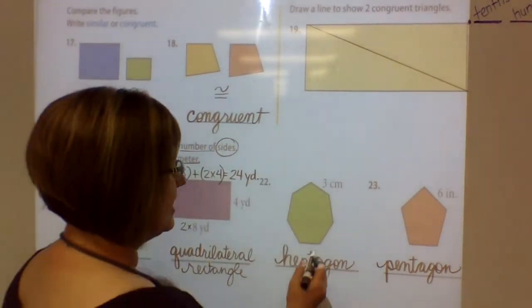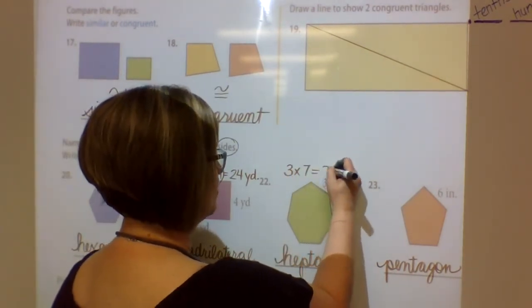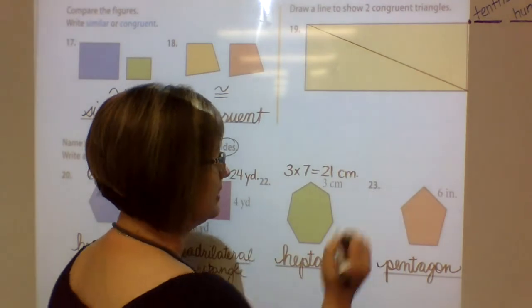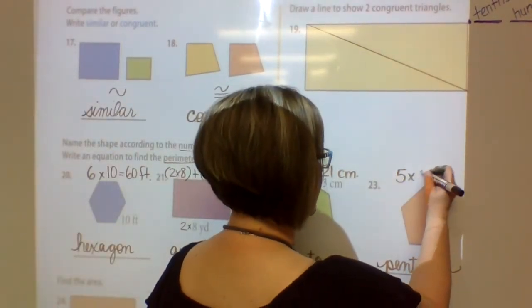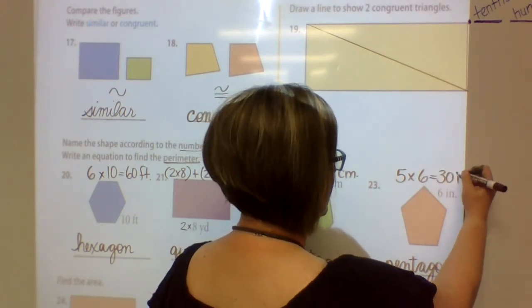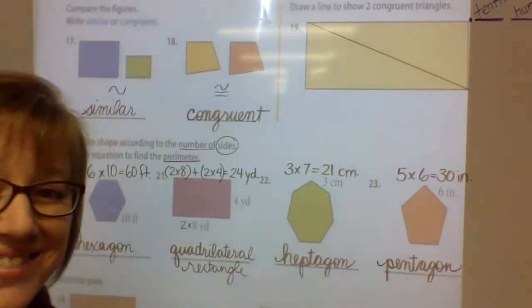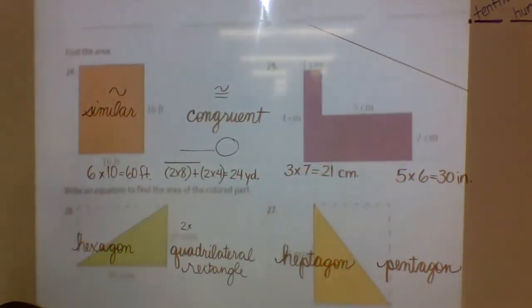Okay, heptagon has 7, so we're going to do 3 times 7 equals 21 centimeters. And this one has 5, and there's 6 each, so we do 5 sides times 6 inches each equals 30 inches for that perimeter. See how easy this is and how fast it is and how short it is?